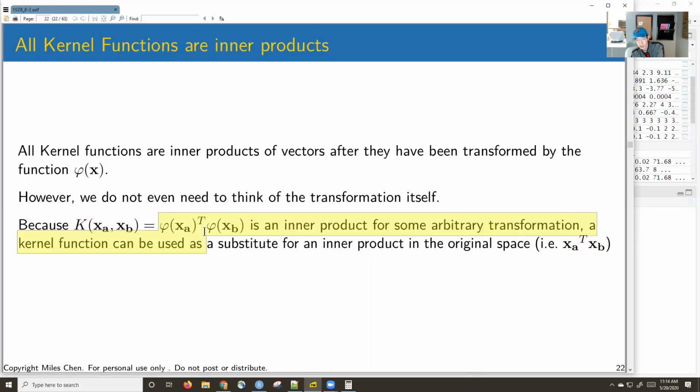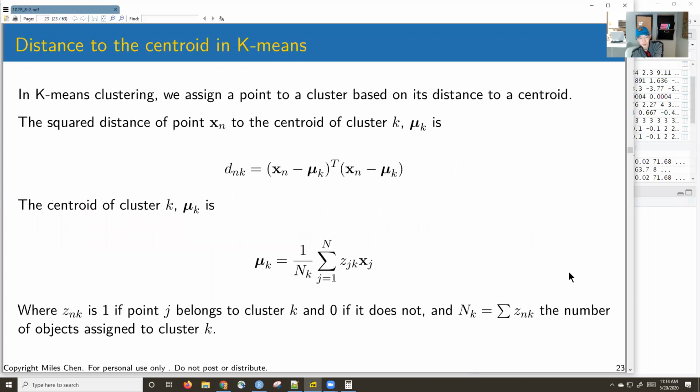And I don't actually have to go through the process of applying the transformation phi function to xa and the transformation phi function to xb. Okay, so let me show you what we're going to do, okay?